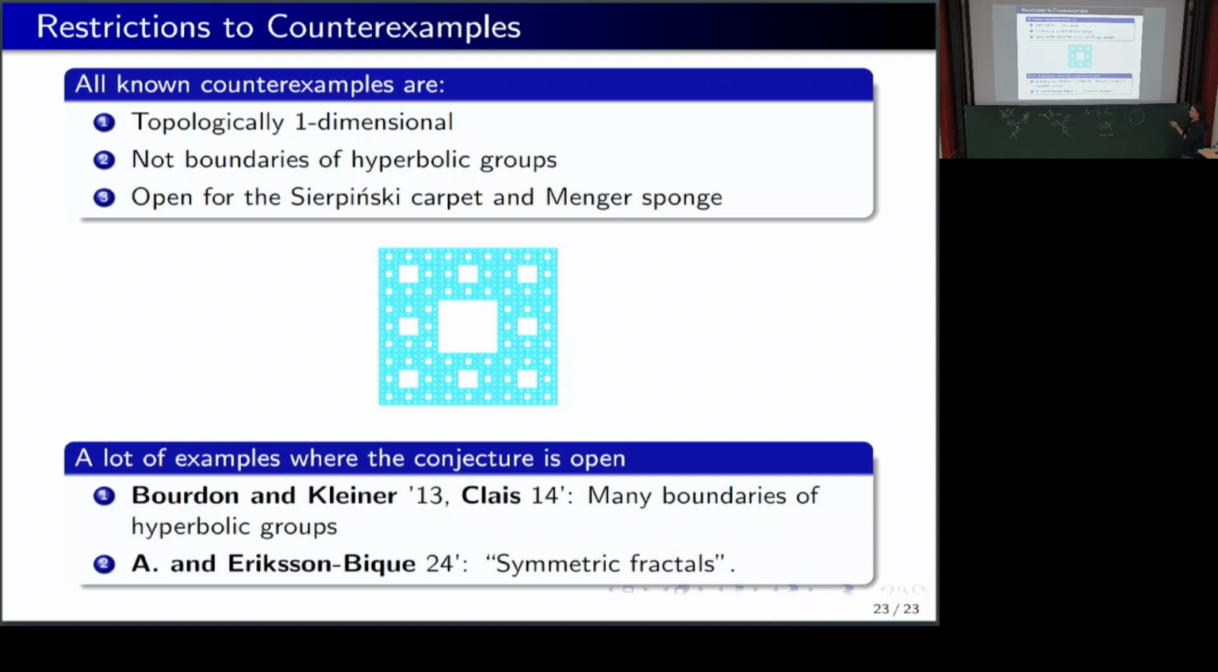And there are a lot of examples where the conjecture is open. Bonk and Kleiner, and also Haïssinsky later, show that there are many boundaries of hyperbolic groups which are combinatorial Loewner but are not known to be quasisymmetric to Loewner. We also have some other results which say, roughly speaking, that symmetric fractals with a reasonable amount of connectivity are also combinatorial Loewner.